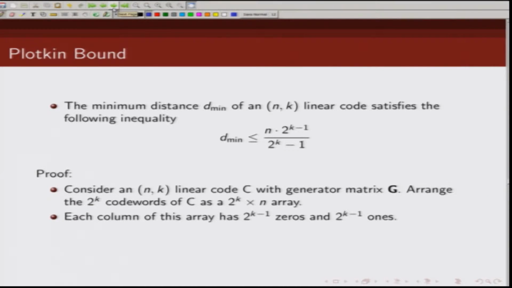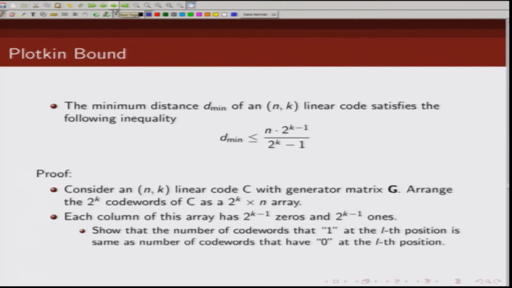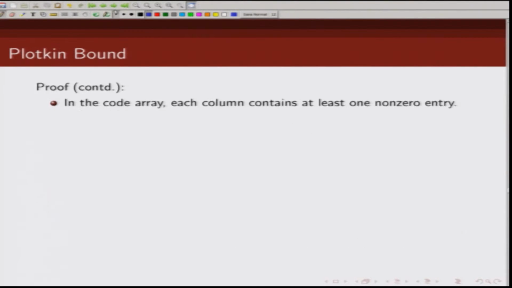Now, what we are going to show is that in each column of this array there are an equal number of zeros and ones. So, how do we show that? We show it by showing that the number of code words that have 1 at the ith position is the same as the number of code words that have 0 at the ith position. And in this way we will show that there are equal numbers of zeros and ones in this array.